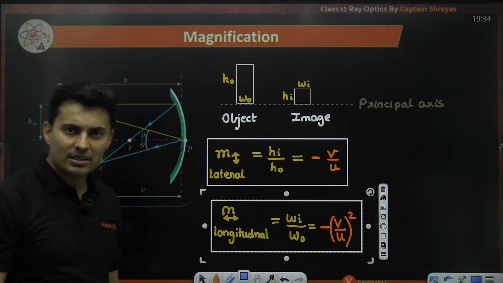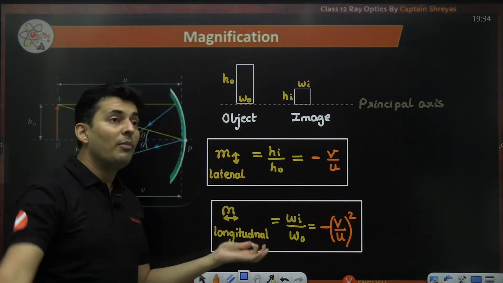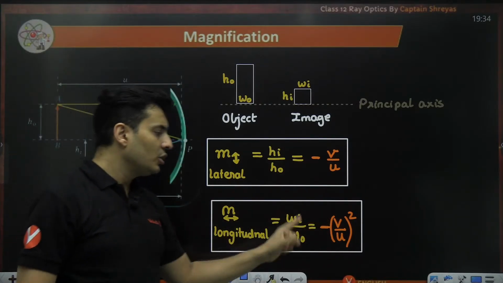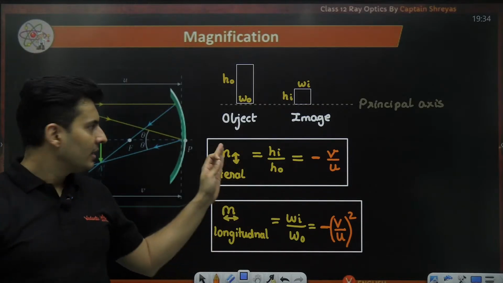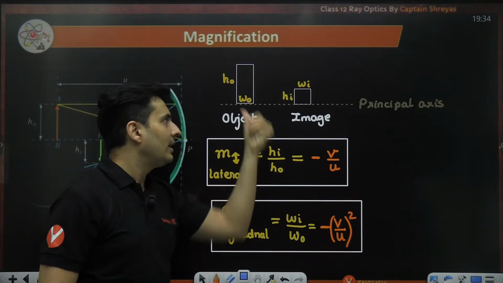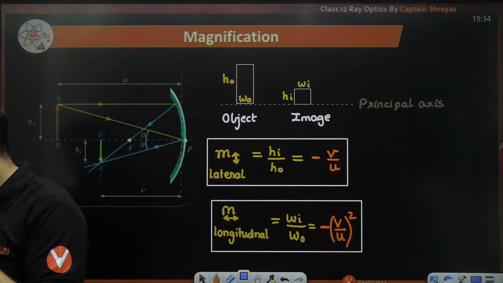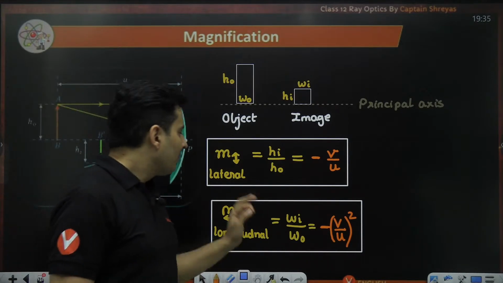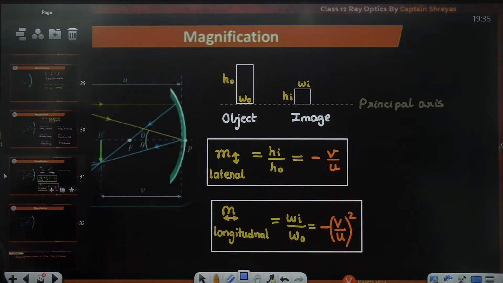Usually when magnification is given or asked, it is this one, not this one. If they mention specifically along the longitudinal, then use this formula. Otherwise, forget this. Usually they will talk about lateral height-wise magnification, not the width-wise magnification. Cool? Okay, perfect. But there is something more to this.